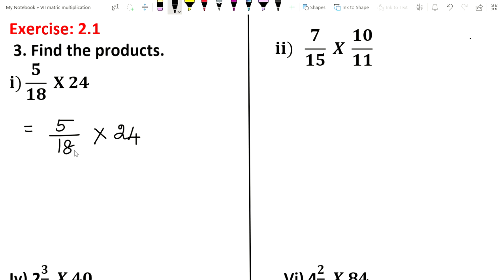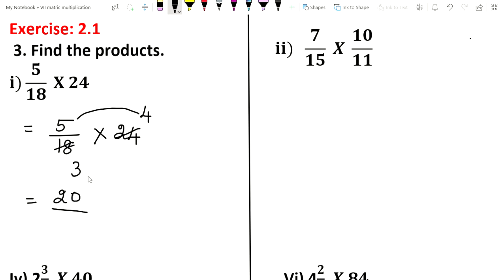Divide numerator and denominator by a common factor if it is possible. So you have to do that step first. After that you multiply the numerators, then you multiply the denominators. Okay children. See here. 18 divided by 6, you get 3. 24 divided by 6, you get 4. Now you multiply the numerators. Here numerator is 5 and 4. 4 means it represents 4 by 1. So 5 4s are 20.